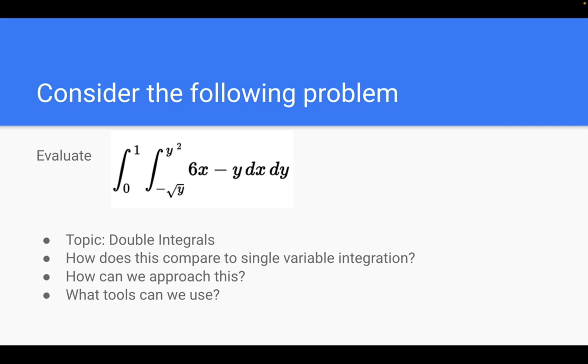Our example problem is this double integration problem. We are integrating 6x minus y from x equals negative square root of y to y squared, and y equals 0 to 1.